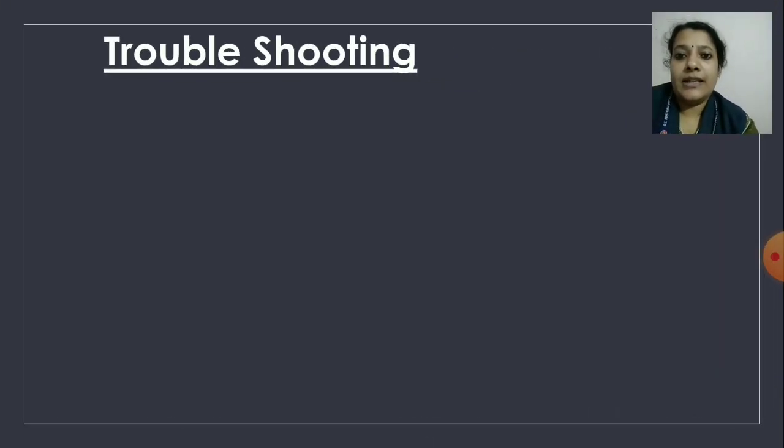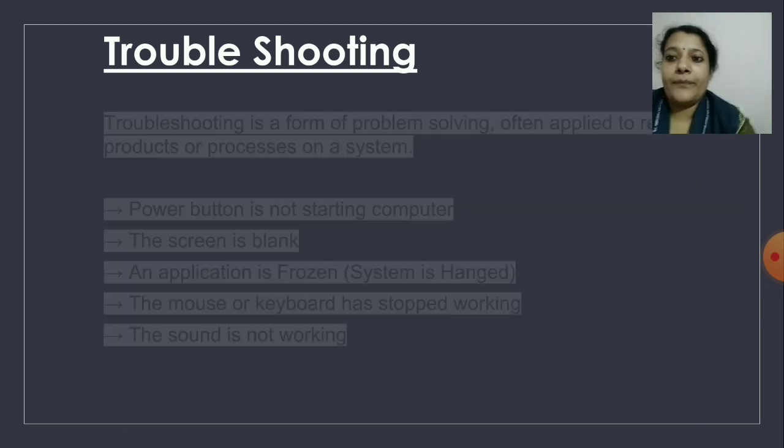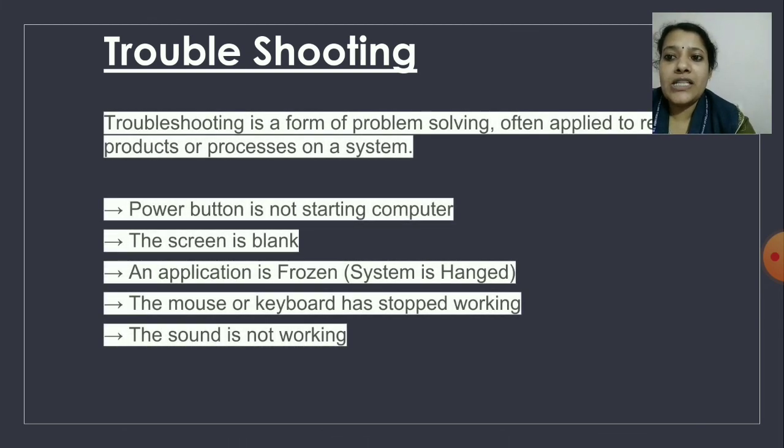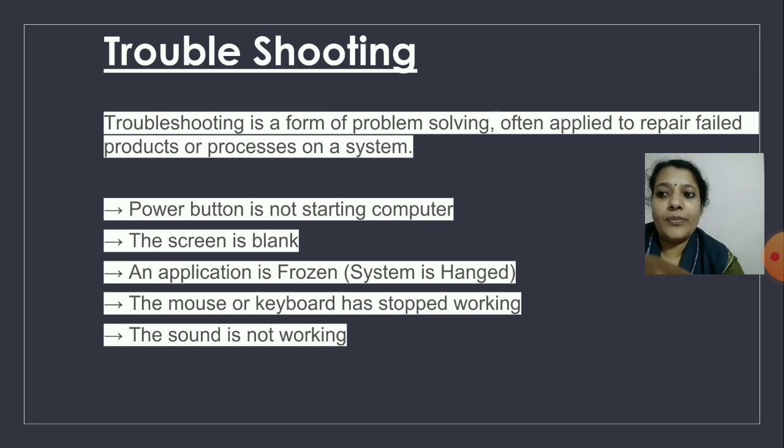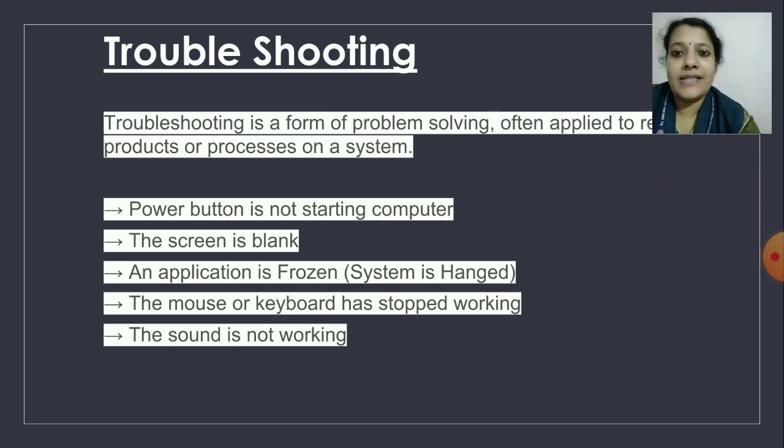In this topic, troubleshooting is a form of problem solving, often applied to repair failed products or processes on a system. If you want to solve simple problems which occur frequently, we can solve them through troubleshooting. What are some of the problems we can solve by ourselves?